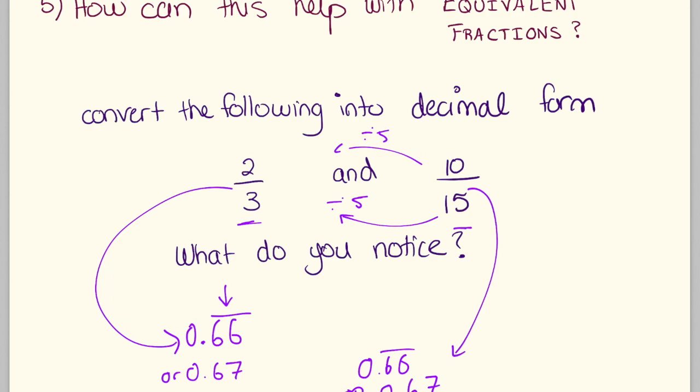And finally, there is a very, very helpful correlation between equivalent fractions and everything we've just learned. One of the excellent ways is that you can always check to see if two fractions are equivalent because they have the same decimals. And at the same time, they would have the same percent. And that's the end of this lesson.